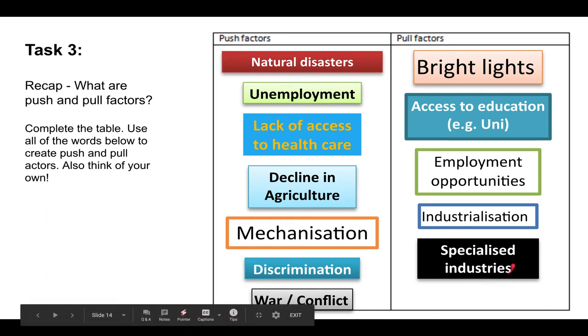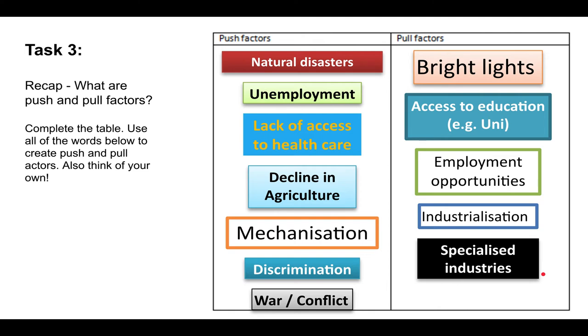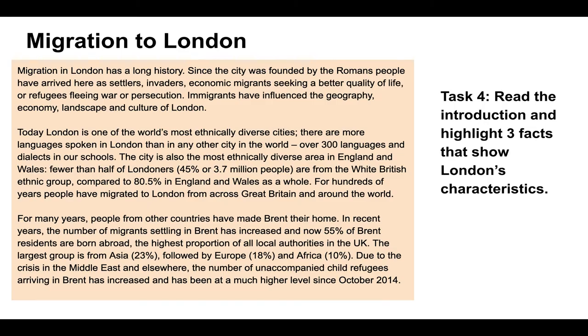So for example, when we talked about specialized industries, we've talked about the financial industry, we might talk about technology industries being based in London, those sorts of industries that have very, very specific functions that maybe you wouldn't be able to do elsewhere in the country.